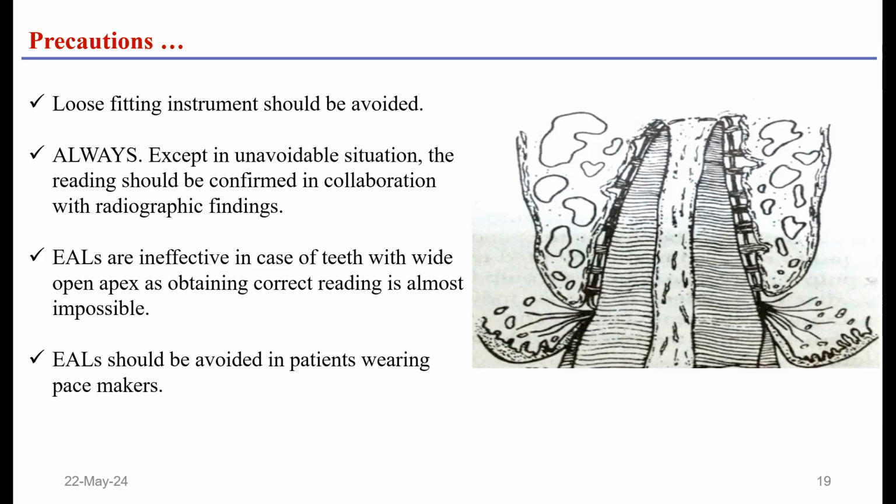And an electronic apex locator should be avoided in patients wearing pacemakers. If you have a pacemaker in the heart, they say that there will be an interaction between the minor current from the pacemaker as well as your apex locator, and there might be a wrong reading. And the latest literature says there is not any interference, the latest ones. But the older literature says it's better to avoid it in patients who have pacemakers in the heart.